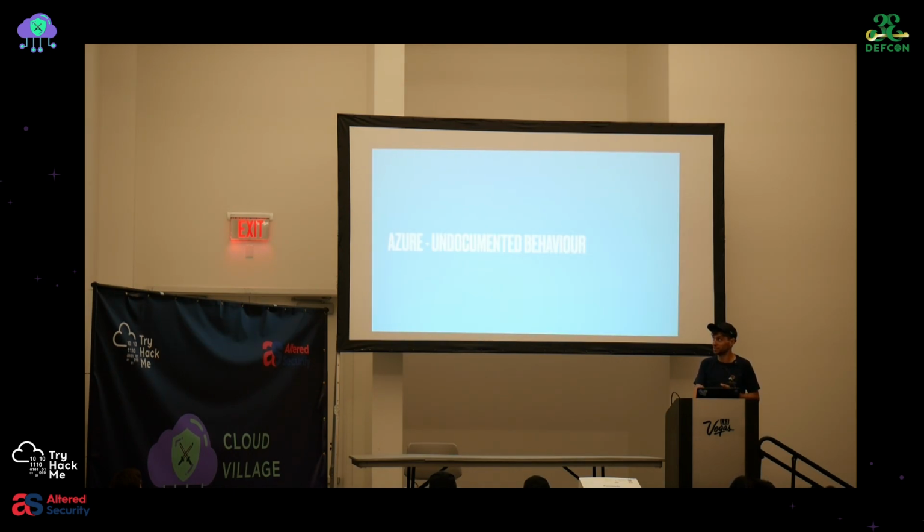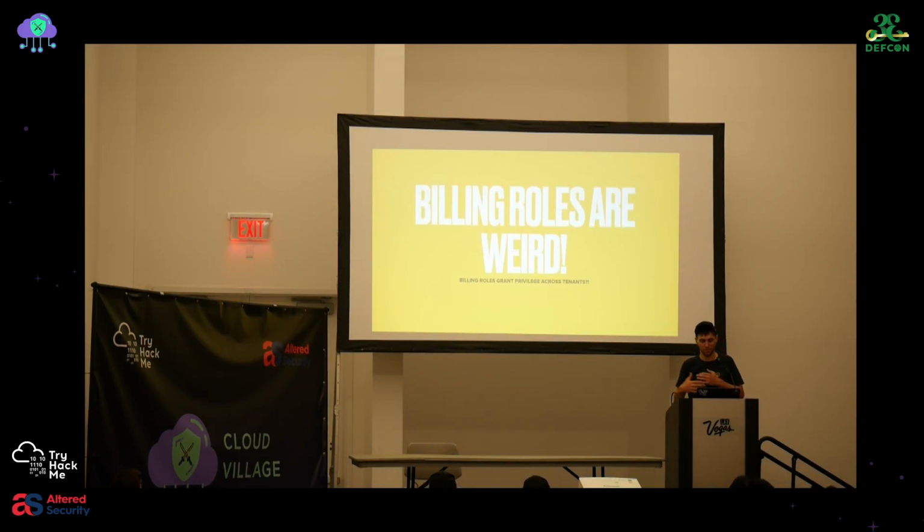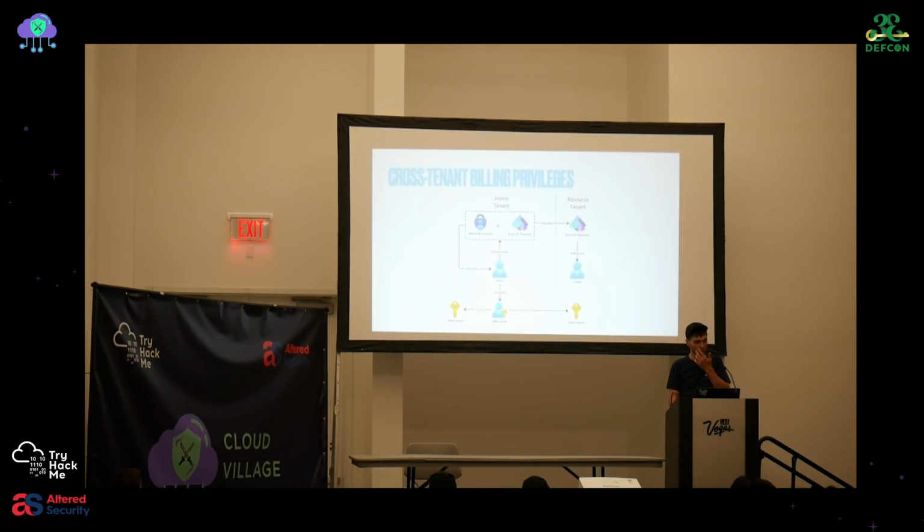The documentation is getting a lot better, but the thing that me and my team discovered is that billing roles are pretty weird. They work across tenant boundaries. So I've deliberately drawn this diagram like this. You'll notice that we're making a subscription after we've been authorized as a guest. Back in our home tenant, we get the ability to choose what directory we're going to make this subscription in. And we can just choose one of the directories that we are a guest in.